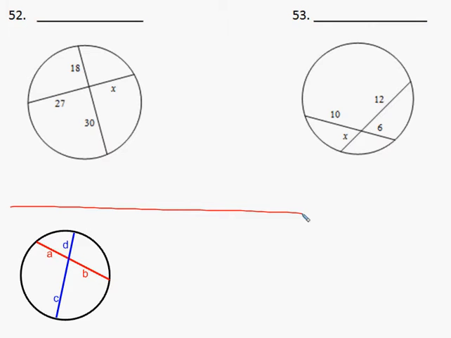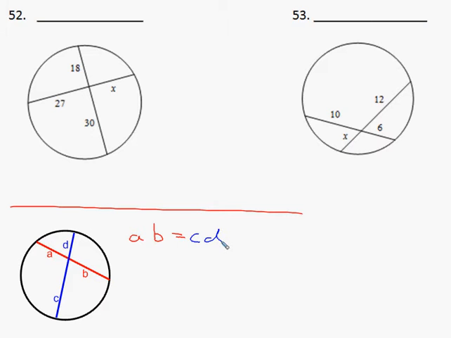take the product of the parts of one chord. So we'll look at this red chord first, and we'll say, okay, we have the product of A times B, so those two segments, equals the product of the parts of the second chord, so C times D. And that's all you have to do. So what we have in these couple examples here, we're given 3 of the 4 segments. We just have to find the missing one.